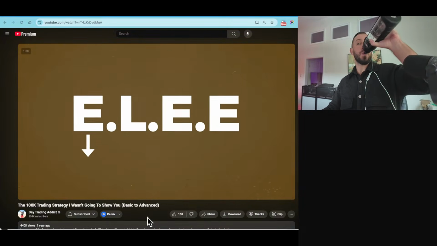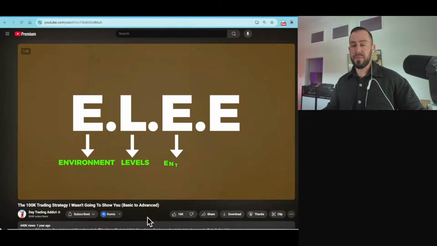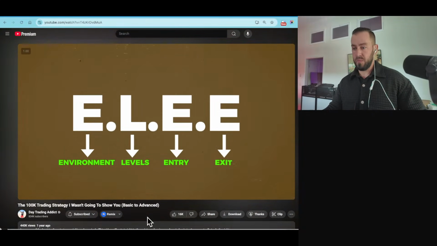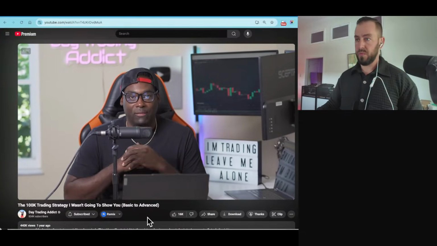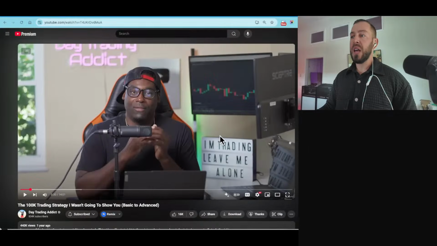The first E stands for environment, the L stands for levels, the next E stands for entries, and the last E stands for exits. So first thing is the environment, guys. Now, I got the whole strategy mapped out here, okay? So the key components we're getting started with right now.